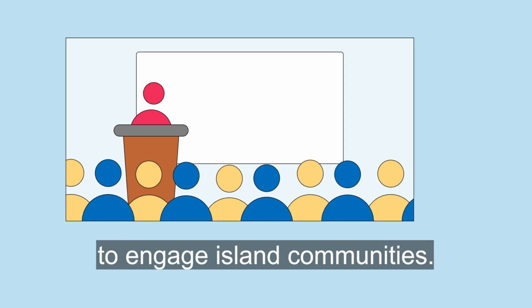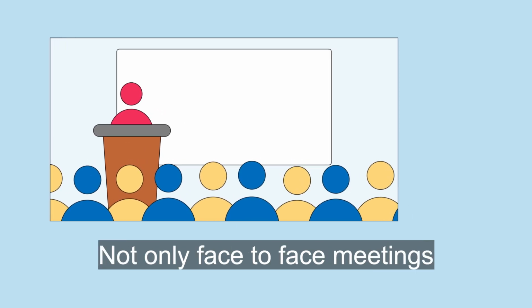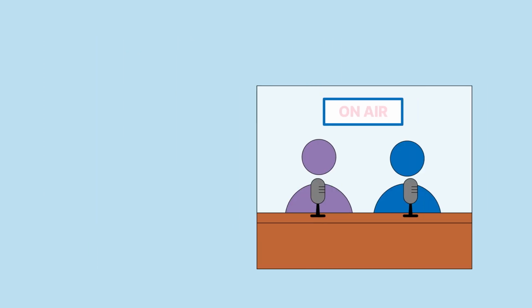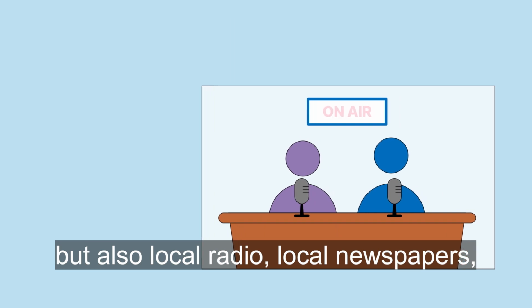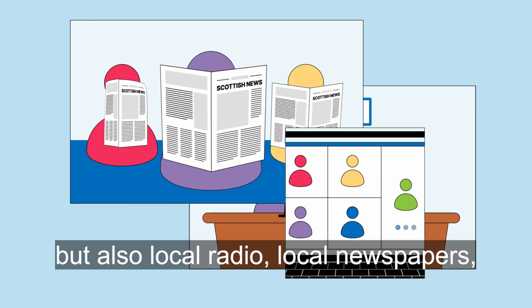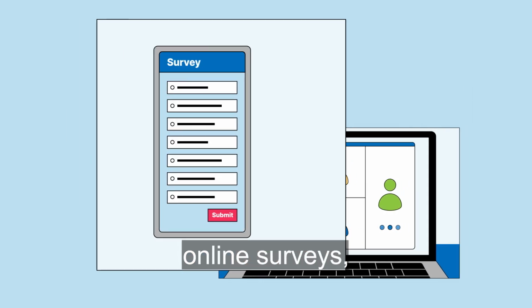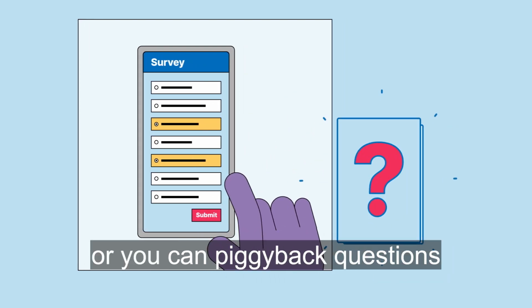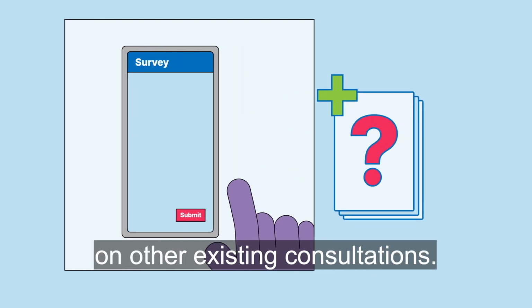Step 3. Consultation. Time to speak to the stakeholders you identified in Step 2. There are lots of ways to engage island communities, not only face-to-face meetings, but also local radio, local newspapers, online events, online surveys, or you can piggyback questions on other existing consultations.